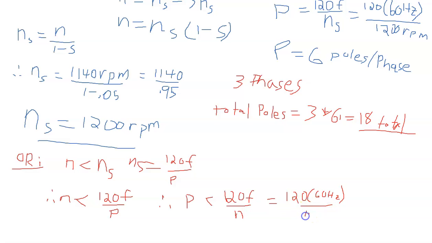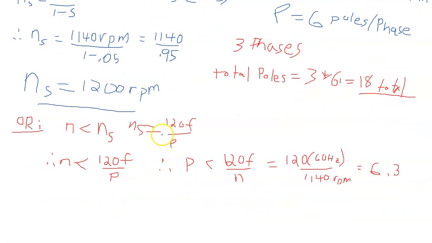Divided by the speed, which was 1140. And again, because that speed is not a sync speed, P doesn't work out to be a nice round number. But we know that P must be an even whole number because poles occur in north-south pairs. So even number, right? Okay, so this here is 6.3. So our conclusion then is that P is less than 6.3 poles per phase.